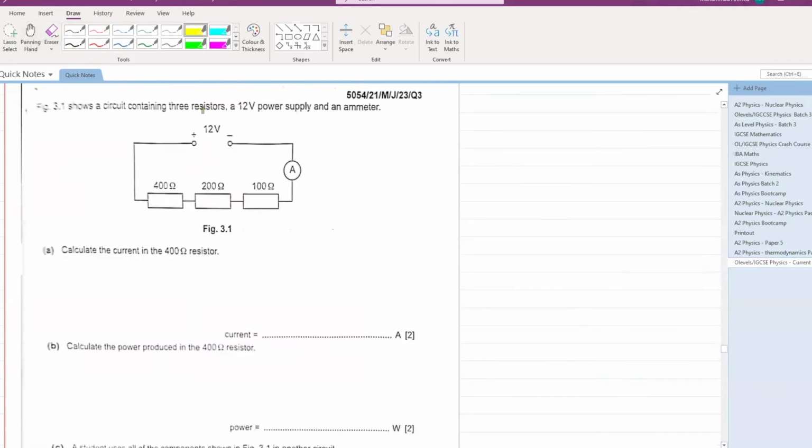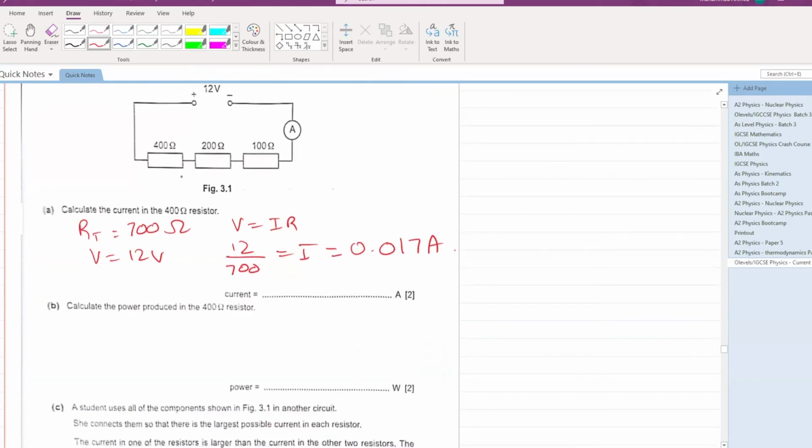Figure 3.1 shows a circuit containing 3 resistors, a 12 volt power supply, and an ammeter. Calculate the current in the 400 ohm resistor. Very easy. First of all, calculate the total resistance. The total resistance is 400 plus 200 plus 100, that is 700 ohms. The voltage is 12 volts. Can you calculate the current? V is equal to IR. Voltage is 12, resistance is 700. Your current comes out to be 12 divided by 700. This gives you a value of 0.017 ampere. Simple.